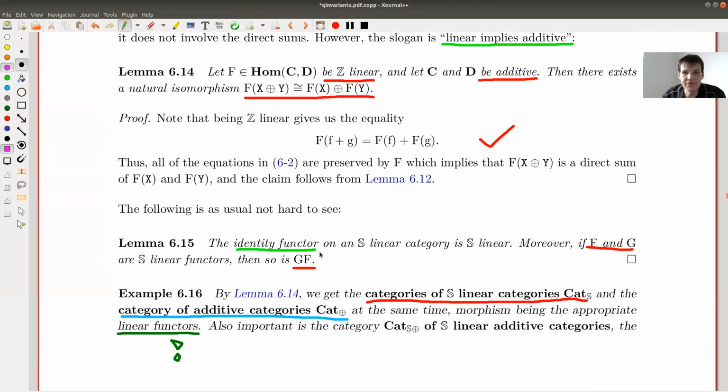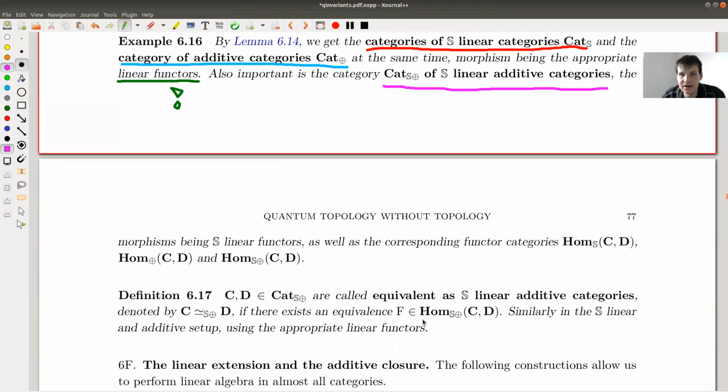Surely, if we have linear categories and we have additive categories, then we also have linear additive categories, with direct sum and the corresponding functor categories. I hope this wasn't too quick because I've done this several times by now. It's usually yoga, right? You have a new notion on categories, you cook up the corresponding notion on functors, you cook up the corresponding categories of functors and categories of categories.